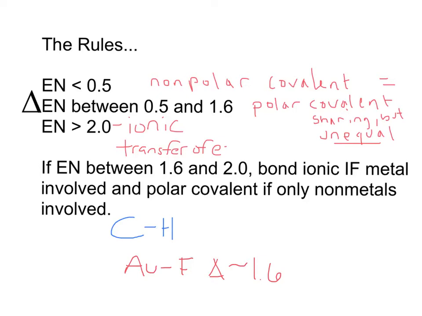Boron and fluorine, for example, would be a good one. Boron and fluorine actually is a difference of 2. It's actually still considered a very polar covalent bond. So, like I said, these are general guidelines, not strict rules, and different textbooks will print it different ways. But basically, if the electronegativity difference is 0 or close to 0, it's a nonpolar bond. If it's really high, 2 or above, it's ionic, and if it's in the middle, it's probably a polar covalent. Okay, let's take a look at the next slide.